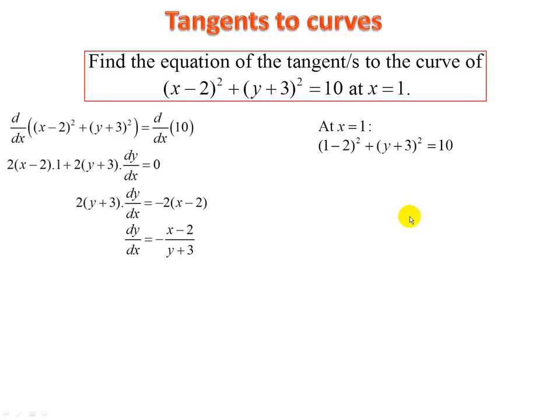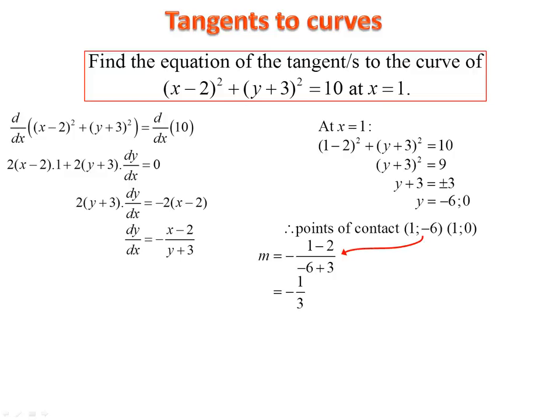Now we're going to find the y value. Substitute x equals 1 into the equation, solve, and we get y equal to negative 6 or 0. So therefore we have 2 points, point of contact at 2 places. That's why there is a slash s, just in case there are tangents, and there are tangents in this case.